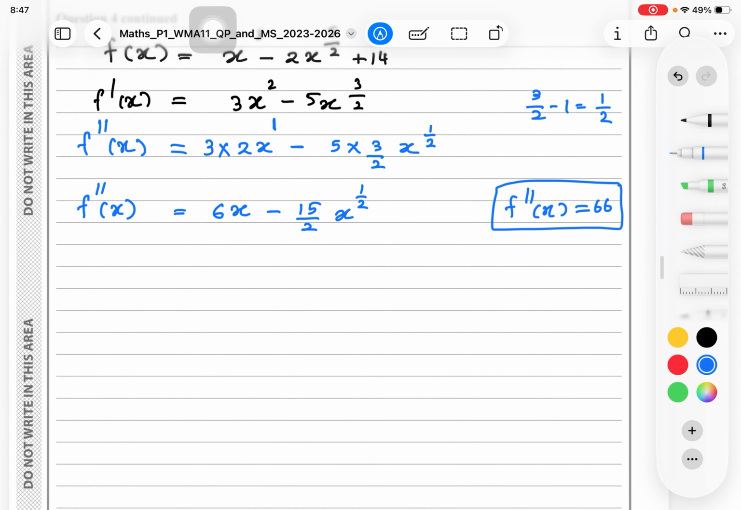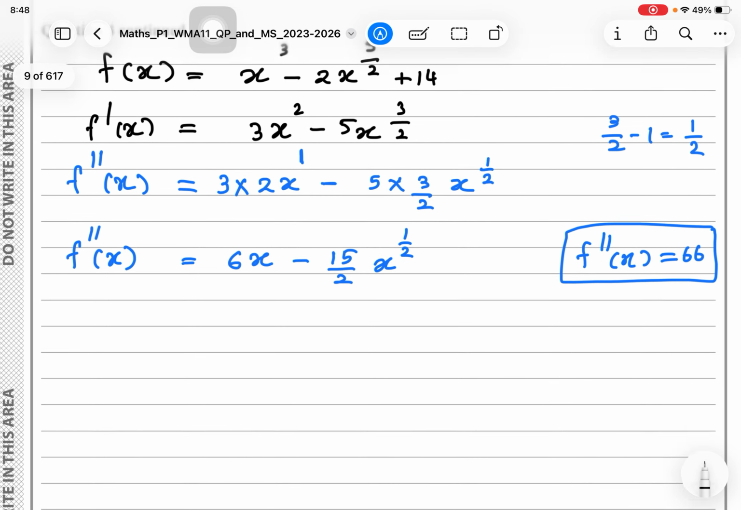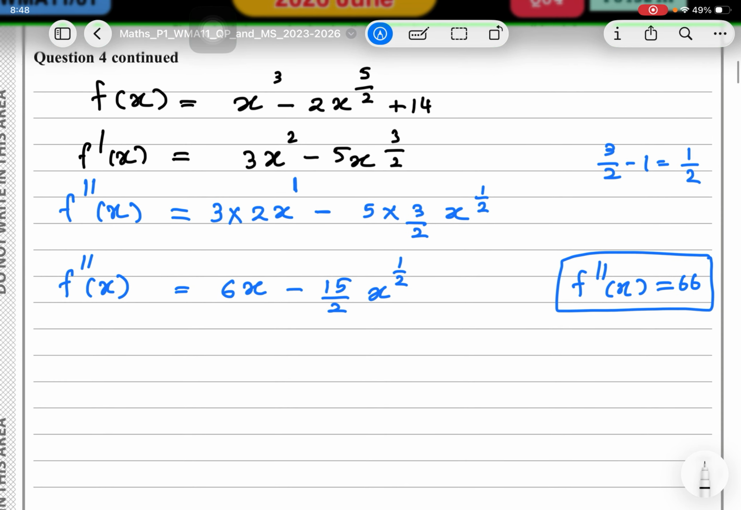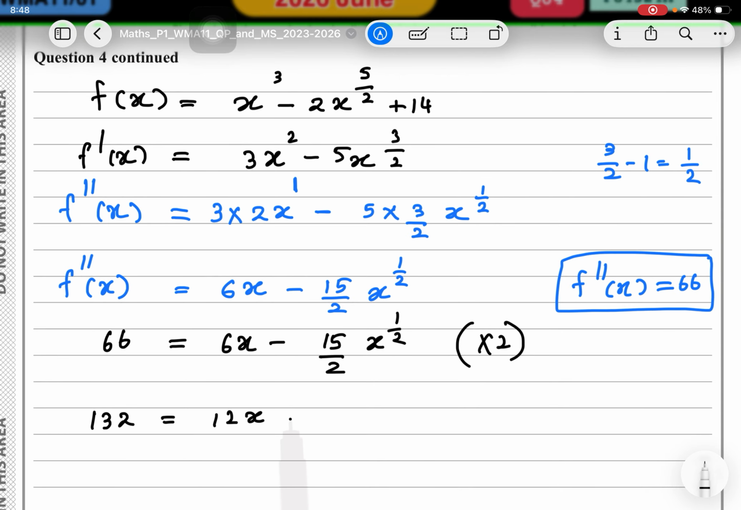Okay, so now you have the C part. It's 66 equals (6x minus 15x to the power half) divided by 2. To get rid of this fraction part, let's multiply the whole equation by 2. So it's 132 equals 12x minus 15x to the power half. For an easy calculation, we can get this done.